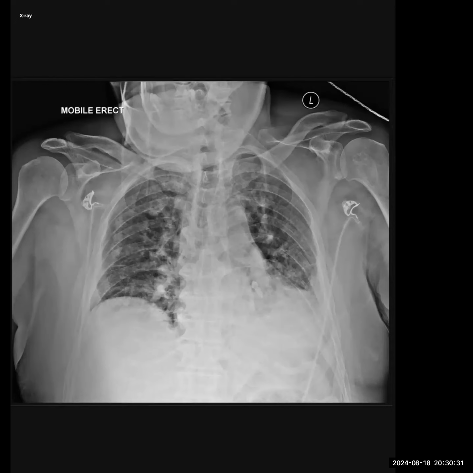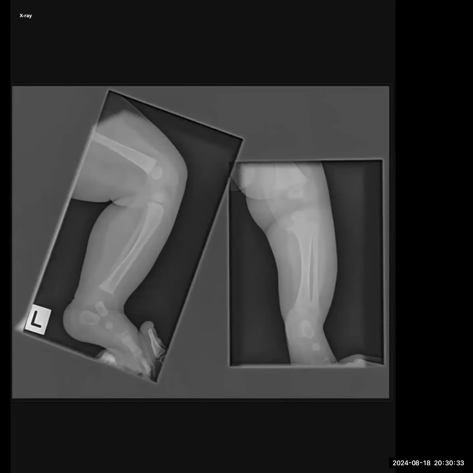Thank you. Okay, so here's your next case. These are lateral and frontal projections of the knee joint covering the ankle as well of a skeletally immature child.